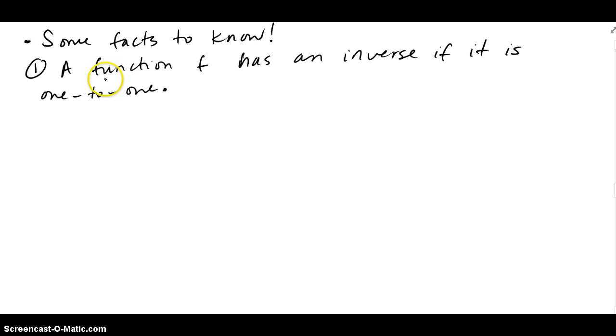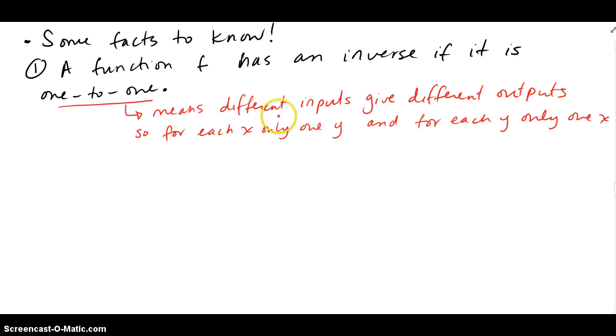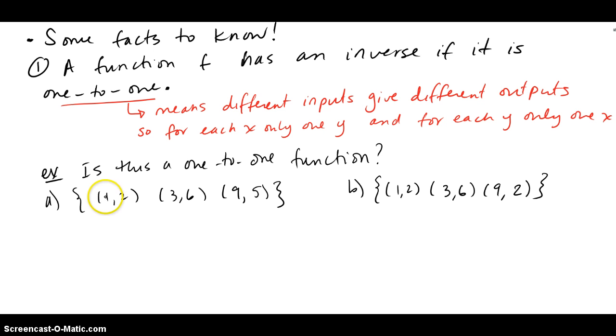Some facts to know. A function f has an inverse if it is 1-to-1. This means that different inputs always give different outputs. So each x has only one y, and each y has only one x, meaning x's don't repeat and y's don't repeat. Is this a 1-to-1 function? 1 is only associated with 2, 3 is only associated with 6, and 9 is associated with 5, so my answer would be yes. Each input gives a different output. Each x only has one y, and each y has only one x.